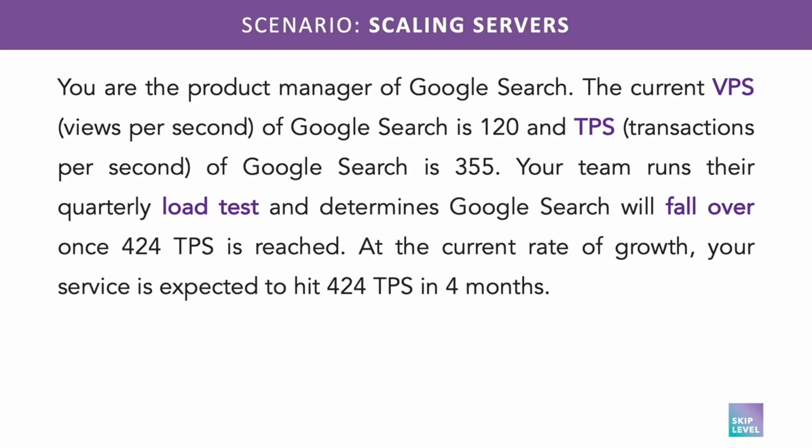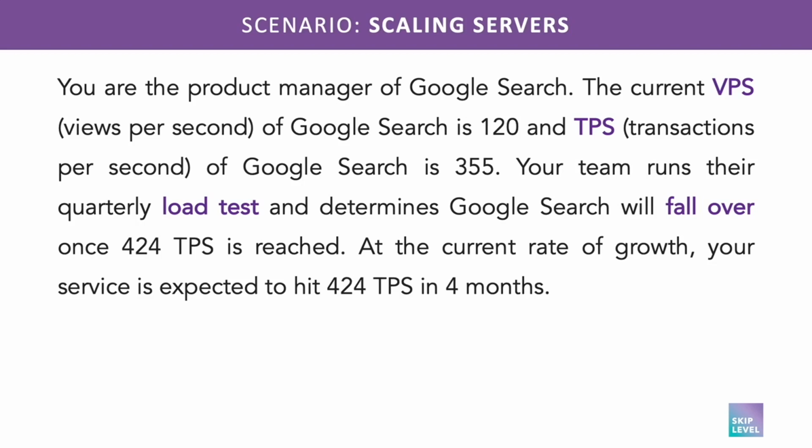Let's imagine that you are the product manager of Google Search. The current views per second of Google Search is 120, and the transactions per second of Google Search is 355. Let's say your engineering team runs their quarterly load tests, and they determine that Google Search will fall over once 424 transactions per second is reached.